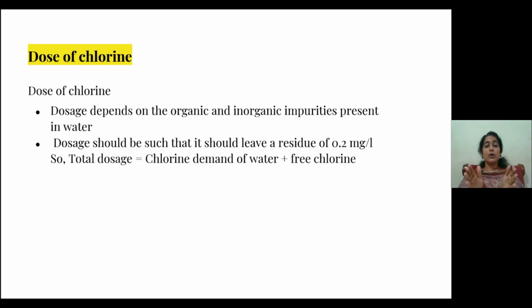So, the total dosage to be supplied to the water treatment system for disinfection should be equal to the chlorine demand of water. That is, chlorine required for killing all the bacteria present in water plus the free chlorine, that is the residual chlorine. That is the total dosage required for a water treatment system.